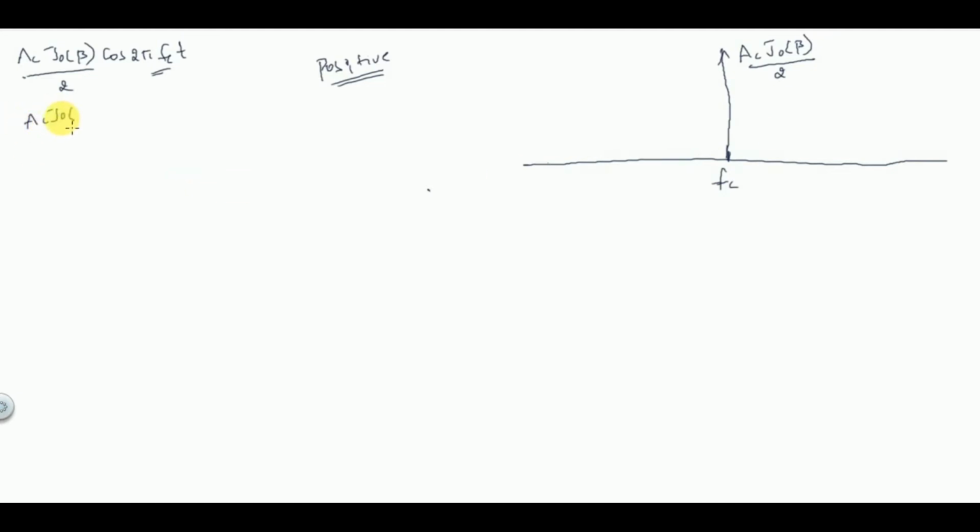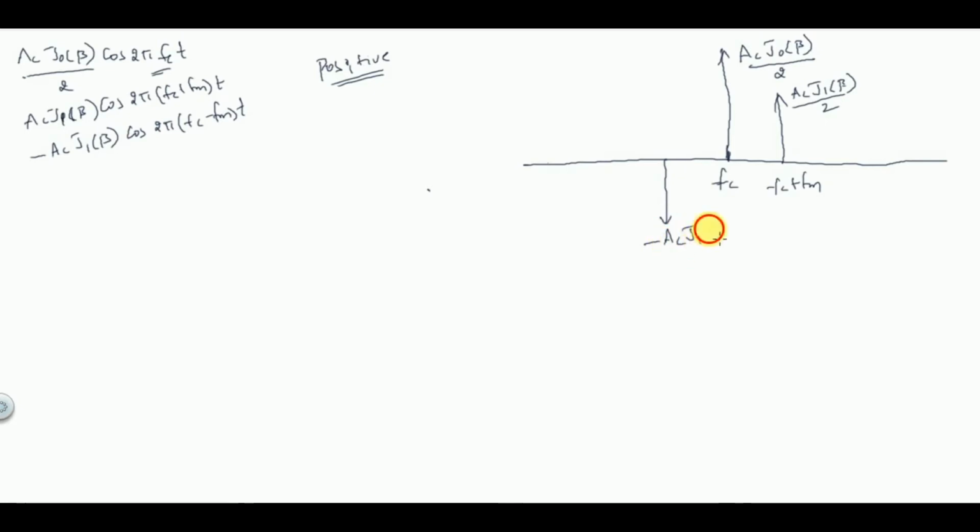Ac into J1 of beta into cos 2 pi (Fc plus Fm) into t. So at Fc plus Fm we have an impulse function whose amplitude is Ac into J1 of beta divided by 2. What is the third one? Minus Ac J1 of beta into cos 2 pi (Fc minus Fm) into t. So this is the third term. That means there will be an impulse function with negative amplitude, minus Ac J1 of beta divided by 2, because the amplitude becomes half.